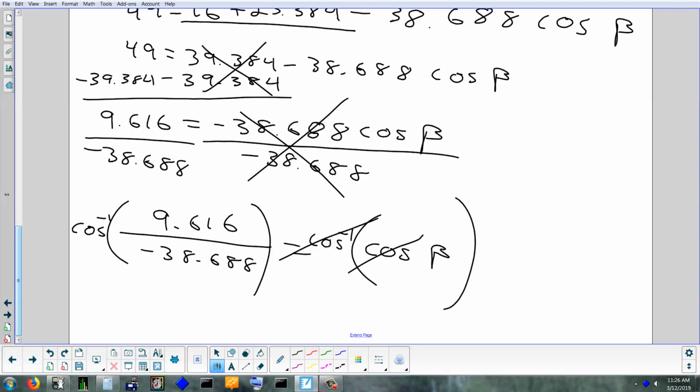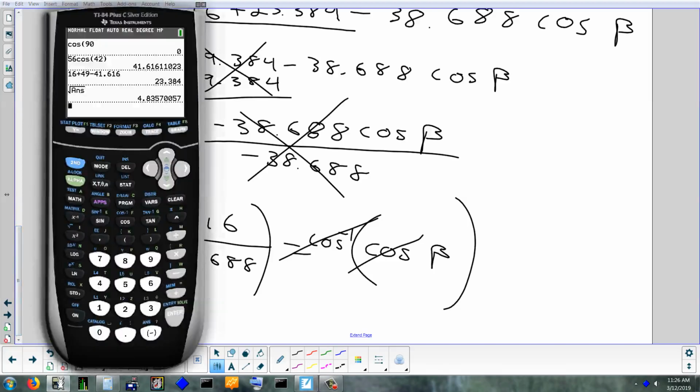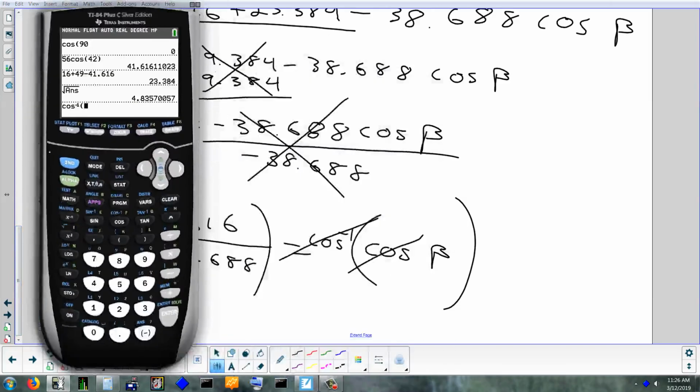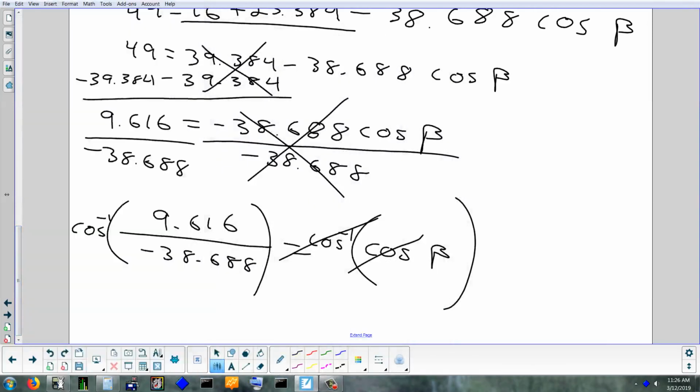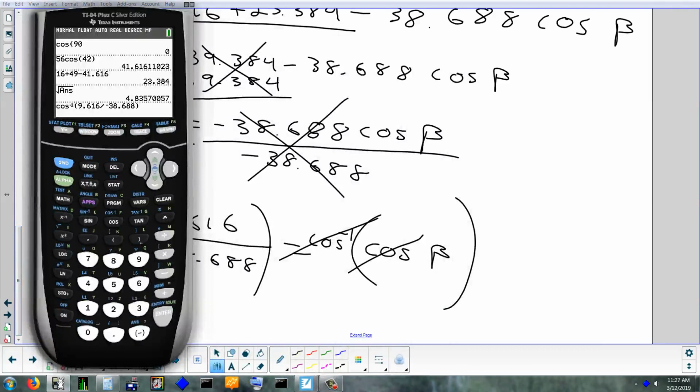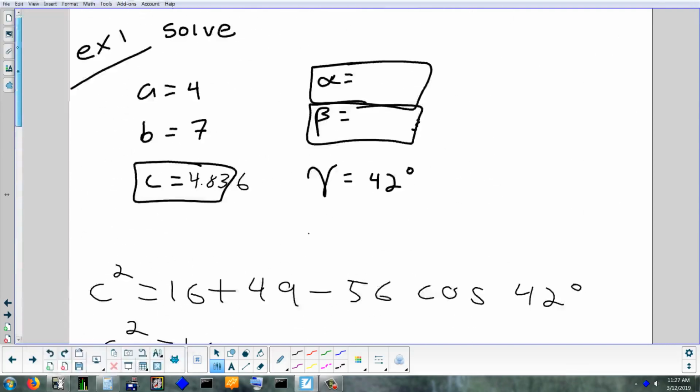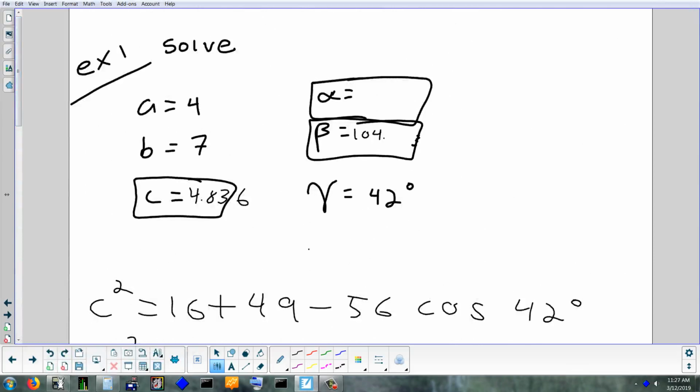So inverse cosine of, type all that in. Okay, so we get second, inverse cosine, 9.616 divided by negative 38.688. Doesn't really matter if you close the parenthesis because you got nothing else coming after it. So you should get an angle of 104.392. Anybody get that when they typed it in? Yep, okay. So 104.392. And that was beta.